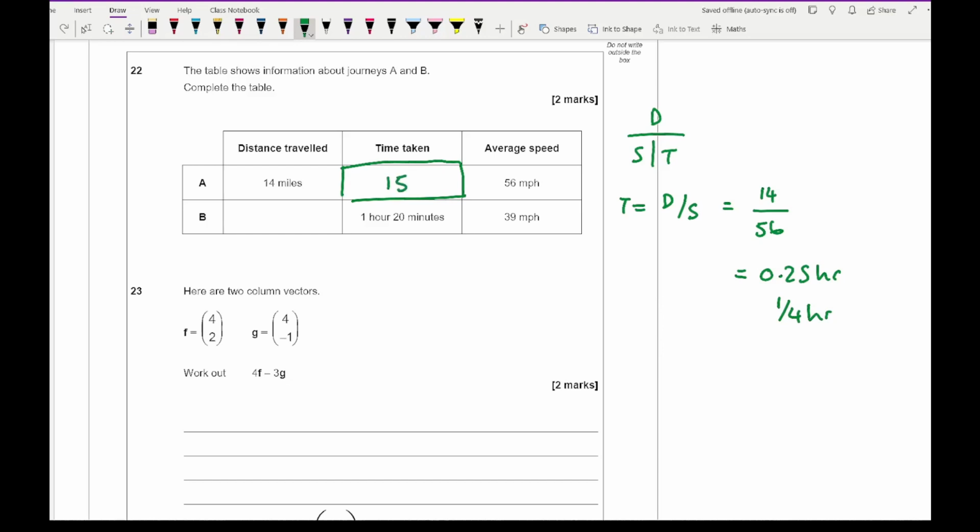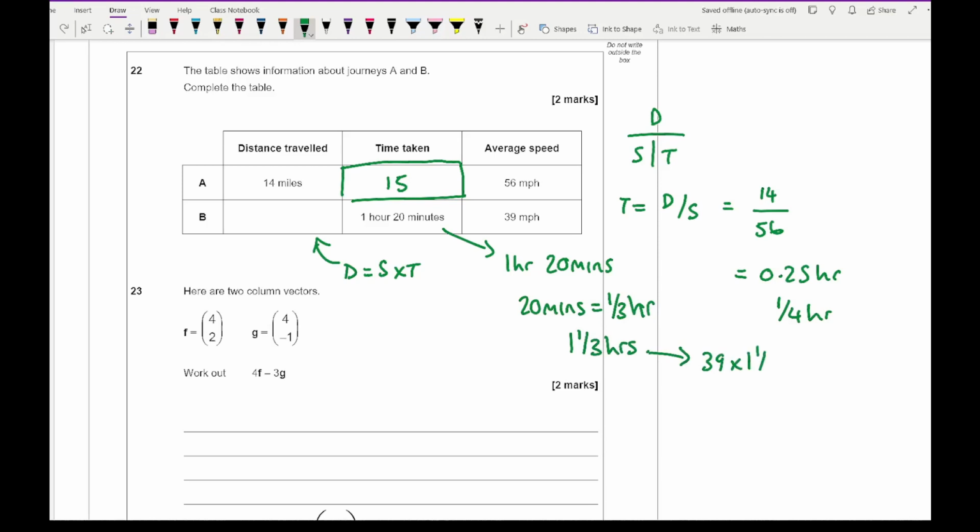Then for the distance, well, distance equals speed times time. Now we want to make sure that we're working in miles per hour. So for this, what I need to do is convert 1 hour and 20 minutes into hours. Well, 20 minutes equals a third of an hour, so it's going to be 1 1/3 hours. So then typing that in, we get 39 times 1 1/3. And if I type that into my calculator, I get an answer of 52. So it's going to be 52 miles.